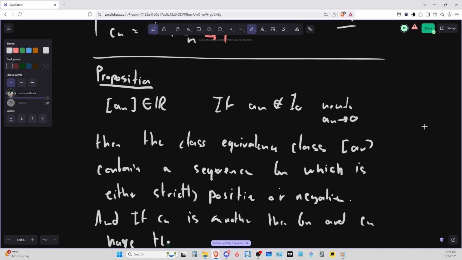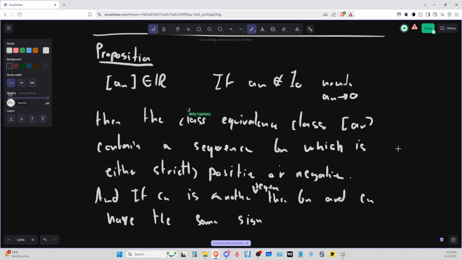Sorry. So if Cn is... what is that after? Is there a blank? No, he's missing a word. It's no sequence. Oh, okay. So I should say Cn is inside of the same equivalence class. Oh, okay.